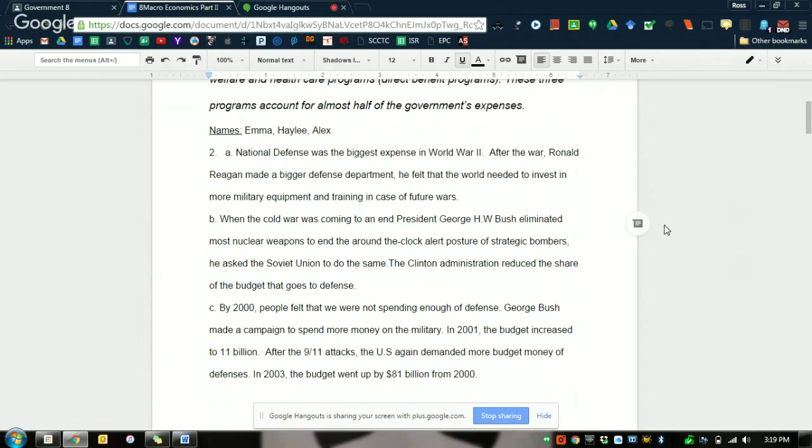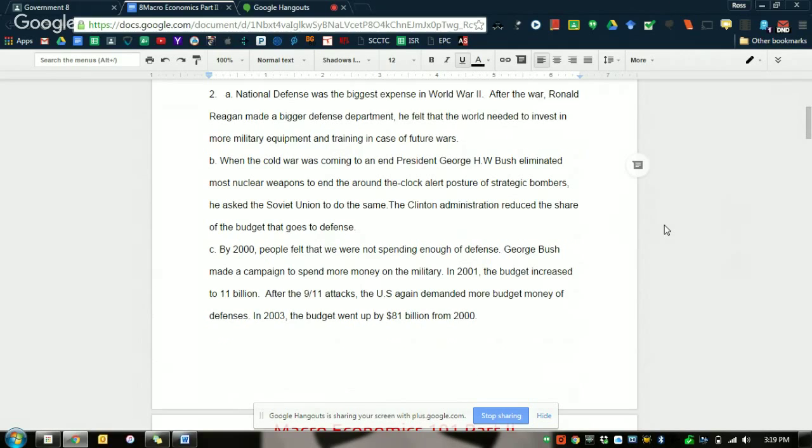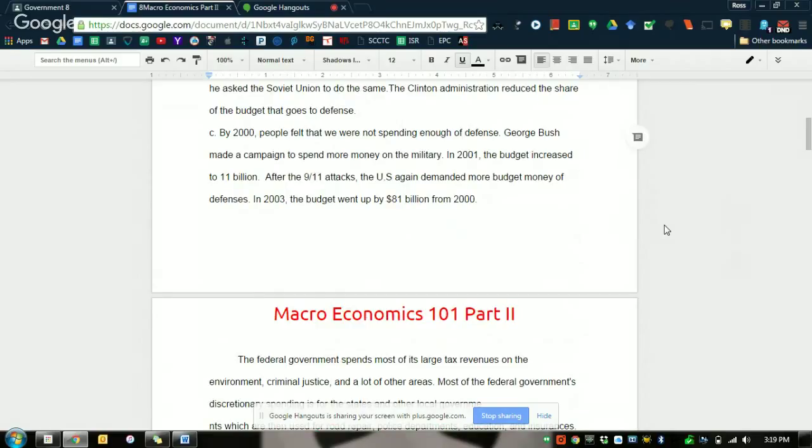After George H. W. Bush came Bill Clinton, the 42nd president, and they decided to reduce the defense budget and to basically not spend all this money building nuclear weapons and strategic bombers around the clock. But by 2000, people felt that we were not spending enough on defense. So despite the fact that we had just cut defense, people said we need to spend more. President George W. Bush, that's Bush 43, launched a campaign to spend more on the military, and in 2001, the budget increased to 11 billion, and this is prior to the 9/11 attacks.